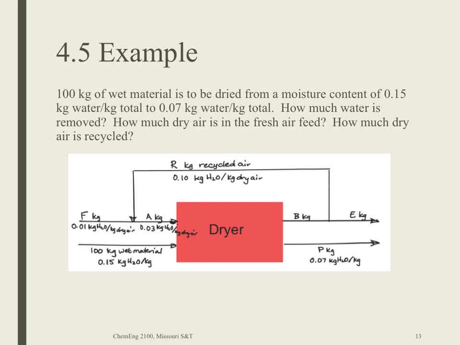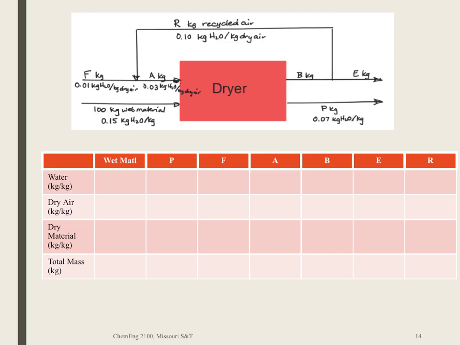Now they say that the recycled air contains 0.1 kilogram of water per kilogram dry air. Again, this is not a mass fraction. So let's look at how we could set up this problem. Okay, so we have here the streams: the wet material, P the product for the dry material, F the feed, A what goes into the dryer, B comes straight out of the dryer, E is the exiting air, and R the recycle stream.